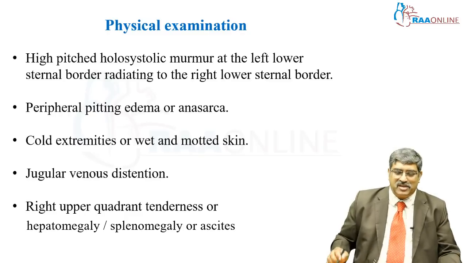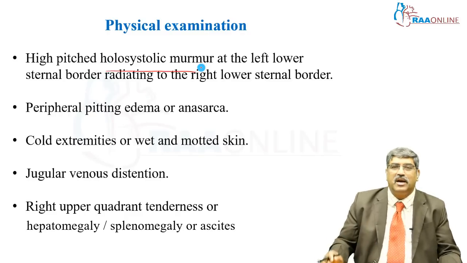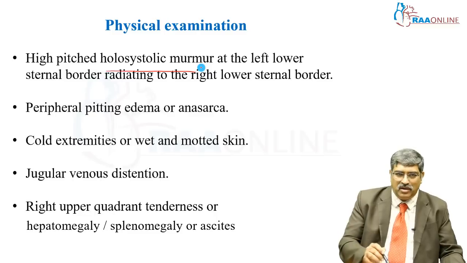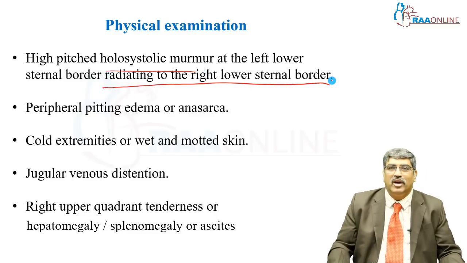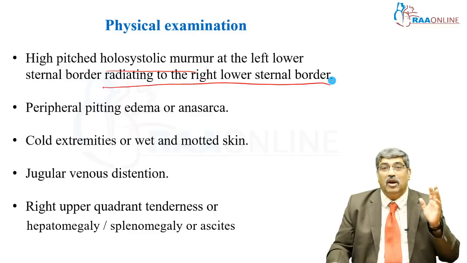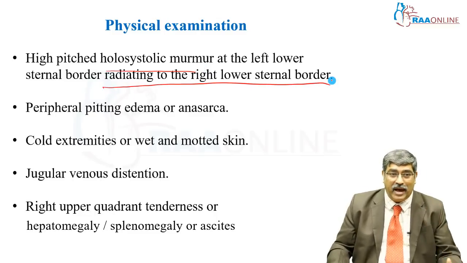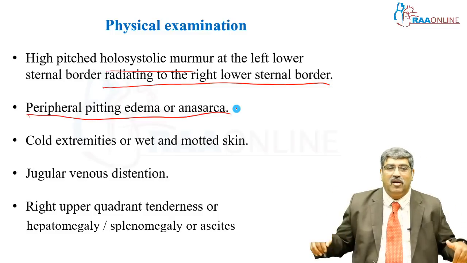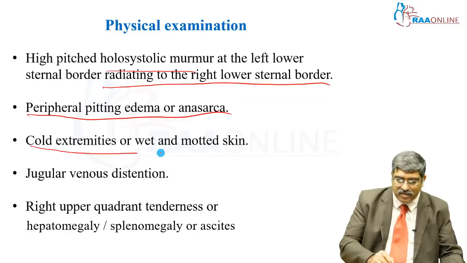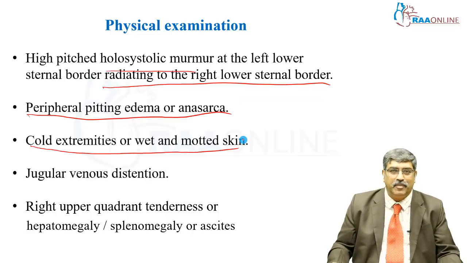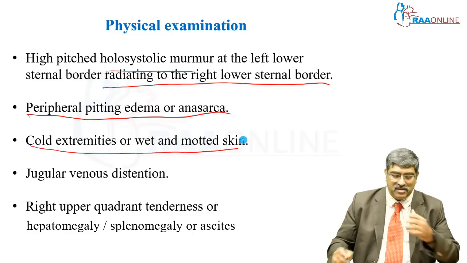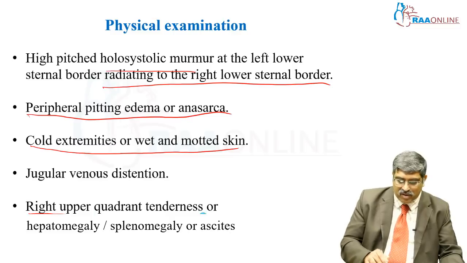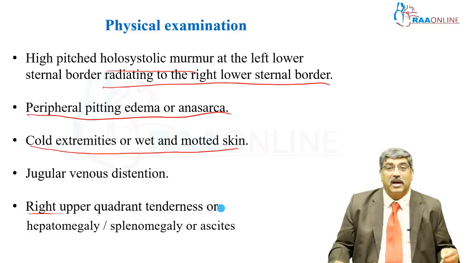With physical examination, there might be a pansystolic murmur at the lower left sternal border radiating to the right lower sternal border. There can be loud P2 in case of pulmonary hypertension, peripheral pedal edema or anasarca. There might be organ congestion, cold extremities or a wet and mottled skin. There will be raised CVP and right upper quadrant tenderness or hepatomegaly or splenomegaly, ascites.